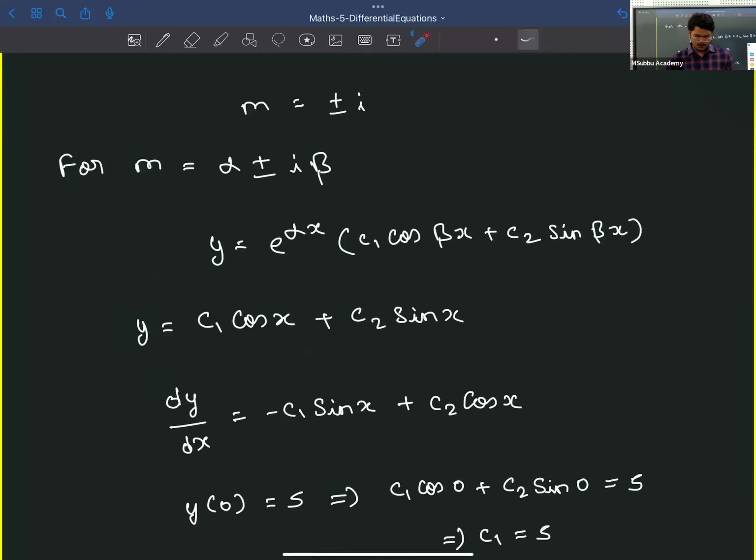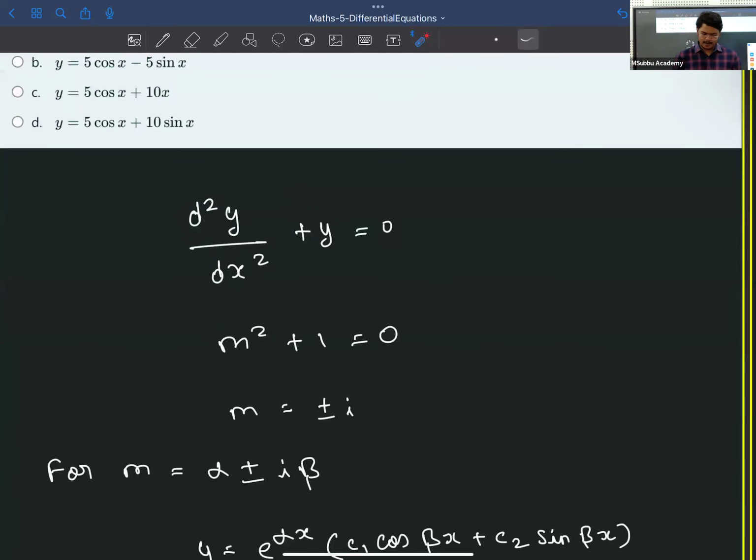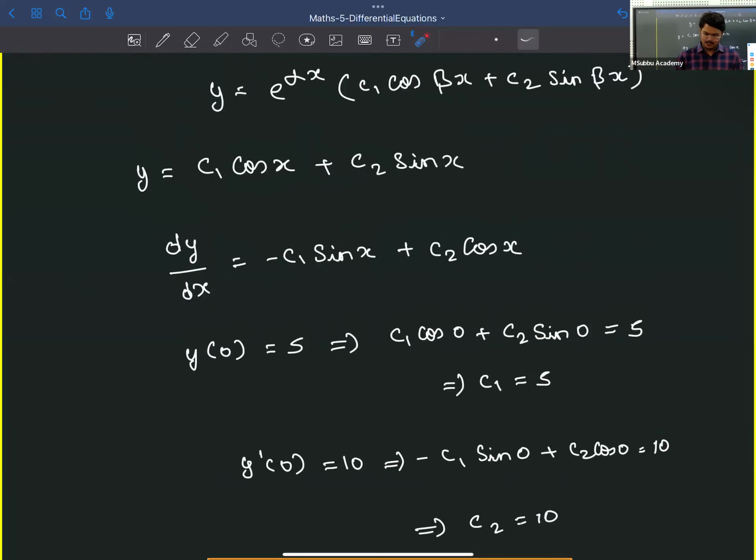Now what you should do is, they're asking for the solution, so we need to find the constants. What they have given: y of 0 is equal to 5 and y dash of 0 is equal to 10. So find the differential term for this: minus c1 sin x, since differentiation of cos x is minus sin x, plus c2 cos x, since differentiation of sin x is nothing but cos x. So dy by dx we have found, y also we have found.